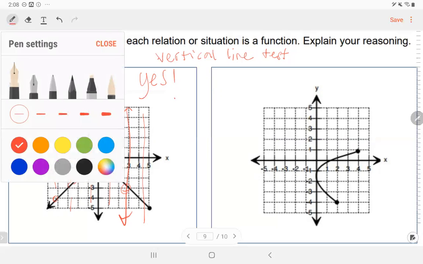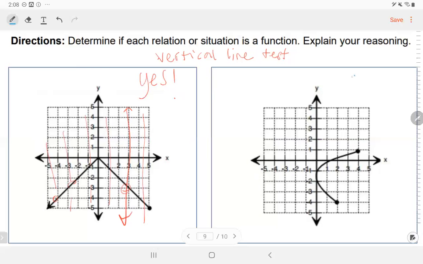If I come over here and look at this one, I'm going to draw a vertical line here. That only hits at one point. But if I draw a vertical line here, that hits here and here. So that hits more than one point. So this is not a function because at this x, this point 1, I could have a y value here and a y value here when my x value is still 1.